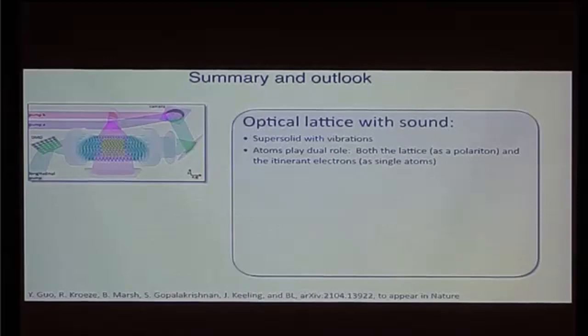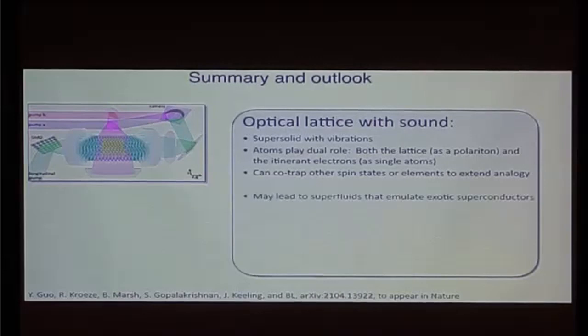Okay, that's fine. But the analogy would be a little bit cleaner if we put another species of atom in there, a different isotope, different spin state, whatever, to be the itinerant electrons swimming in the sea of this dynamical lattice. And we can definitely do that. That's no problem. Doing this can lead to several things. It can lead to a more faithful emulation of exotic superconductivity. You can use the lattice light to give you some interesting pairing, and then you have the phonons there.